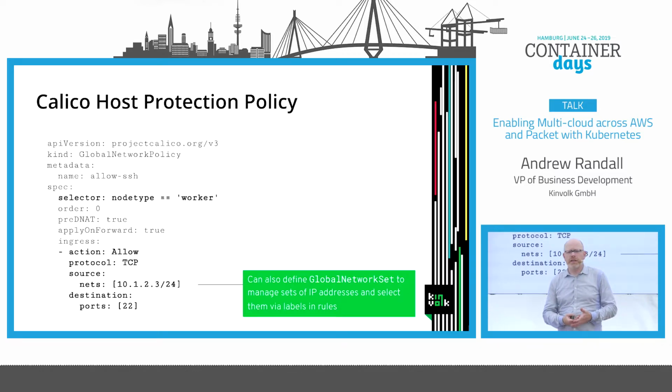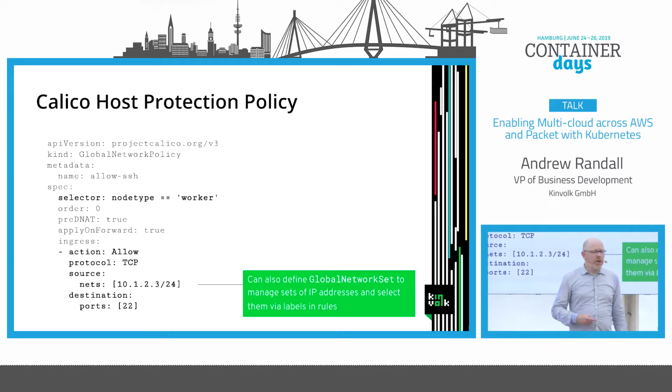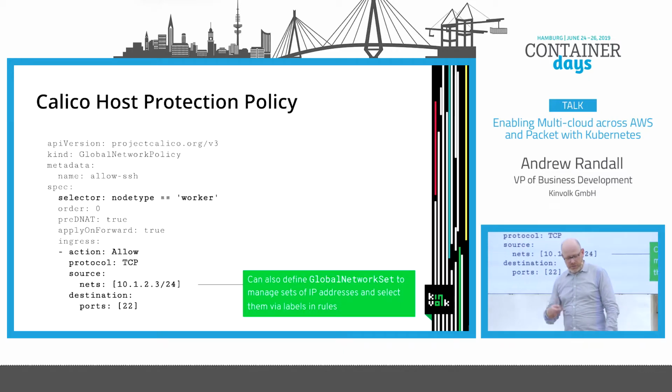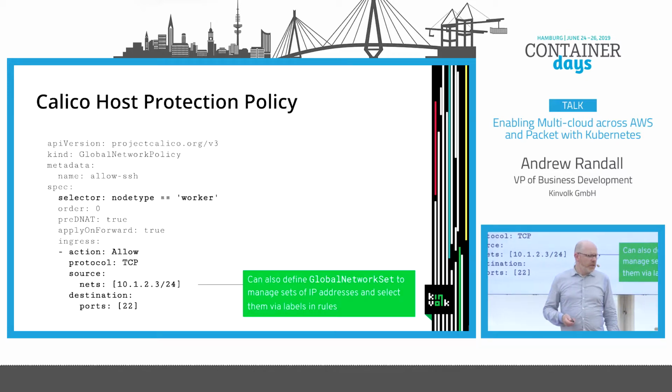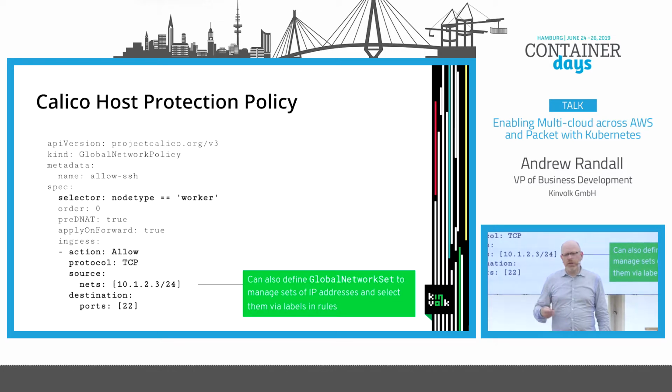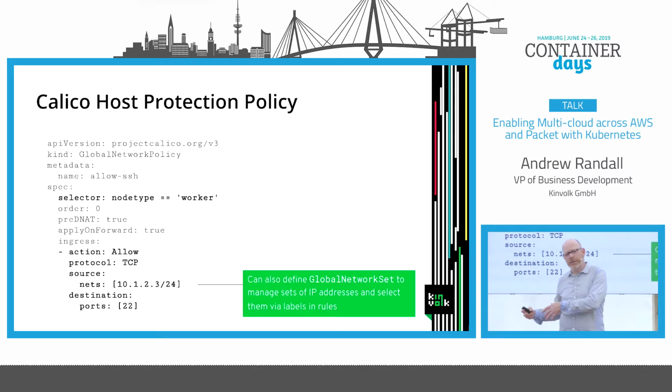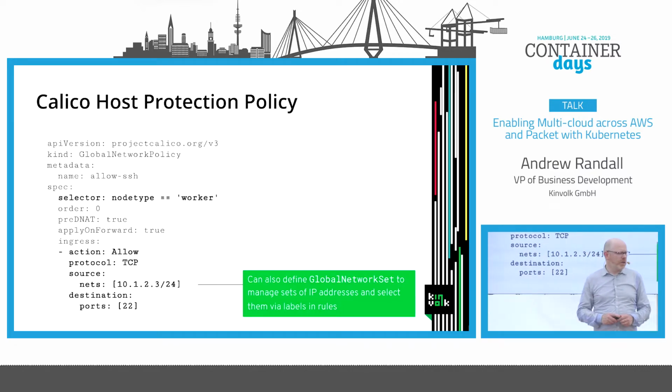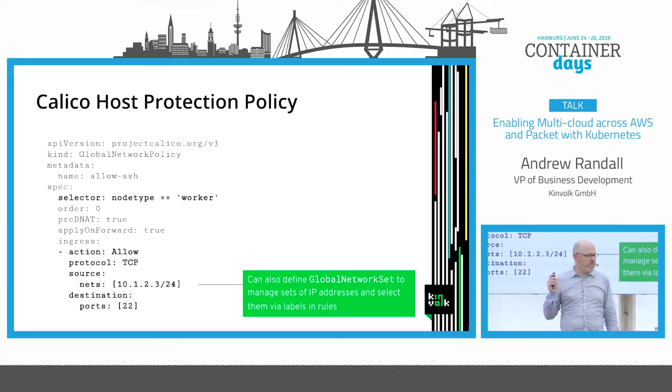The policy model is pretty simple. In this case, we're selecting all those nodes that are labeled worker, and we're saying allow TCP on port 22, for SSH access, from this specific management address range. You can also use things like global network sets to manage those IP address ranges via labels. So if ever you're looking at how to protect a host, particularly within a Kubernetes cluster where you might be using Calico anyway, this is a super useful, hidden secret capability of Calico.